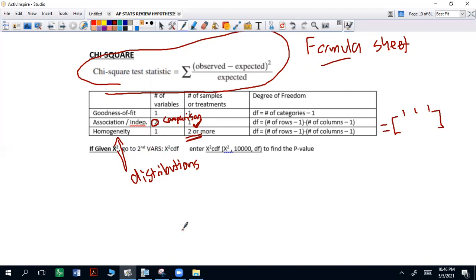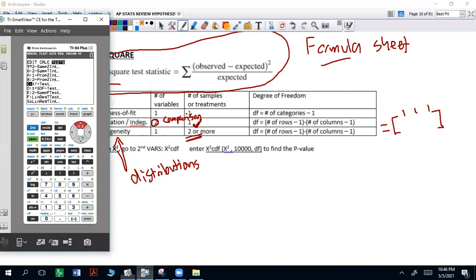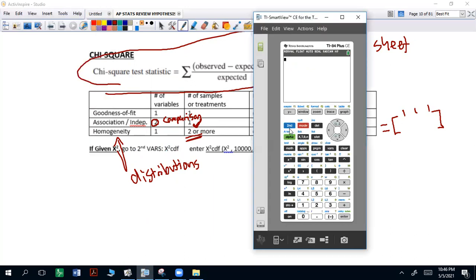And there is a chi-squared CDF. I will show you how to do that real quick if we need it. Chi-squared CDF is going to be second vars, and it's going to be down here, 8. And your lower is always going to be 0. We just leave it at 0. Or actually, the lower would be whatever the chi-squared test statistic is. So let's say your chi-squared test statistic is 3. Your upper is just going to be infinity. So you just do 1E99, just like normal CDF. Degree of freedom is the number of categories minus 1. So let's say it's 4.